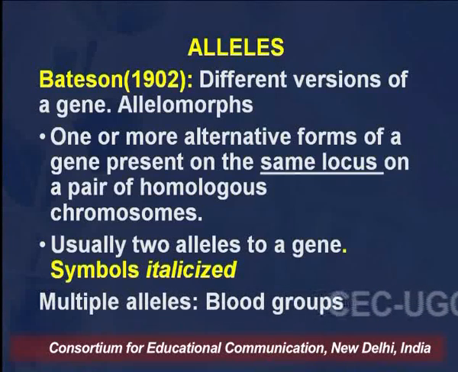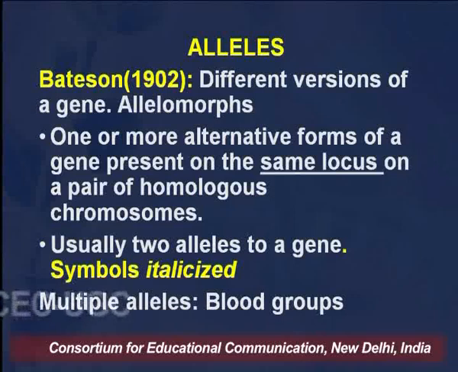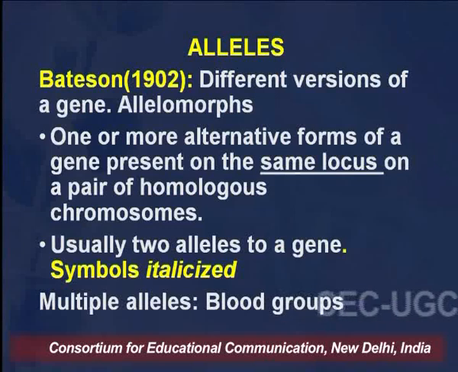That means they constitute one or more alternative forms of a gene, but the prerequisite is that they should be present at the same locus on a pair of homologous chromosomes. Here we introduce two more terms, a locus and the homologous chromosomes, which we need to define. Usually there are two alleles if there are alternatives to a gene, and their symbols need to be italicized.